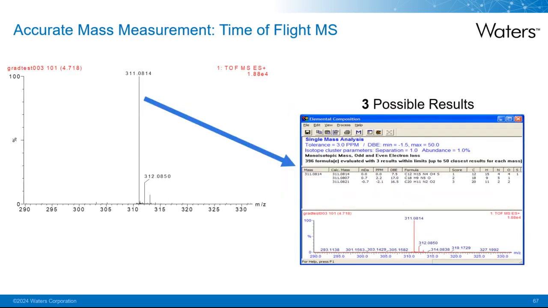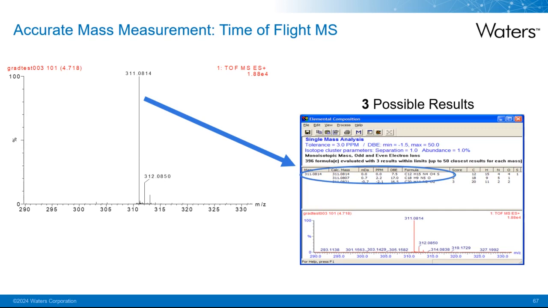So how does this compare to time of flight? Time of flight systems are capable of exact mass measurements to a few ppm, and this means that the accuracy of the mass measurement allows us to tighten the mass tolerance much further. So we only have 3 possibilities, as we've gone from 50 ppm to 3 ppm. Using C, H, N, O and S, or carbon, hydrogen, nitrogen, oxygen and sulfur, we can only have 3 possible results that it could be.